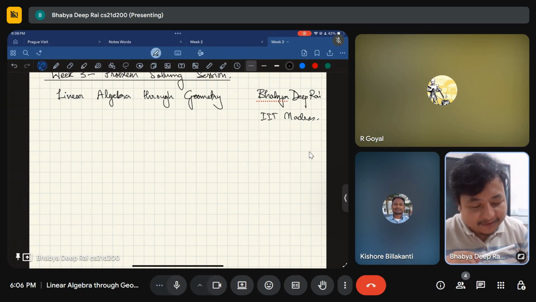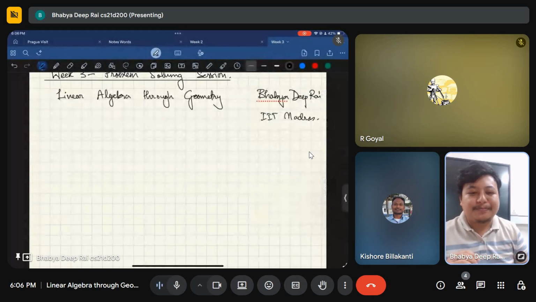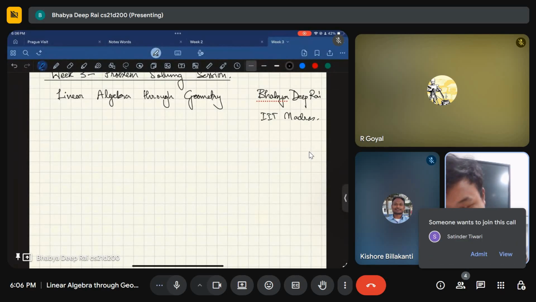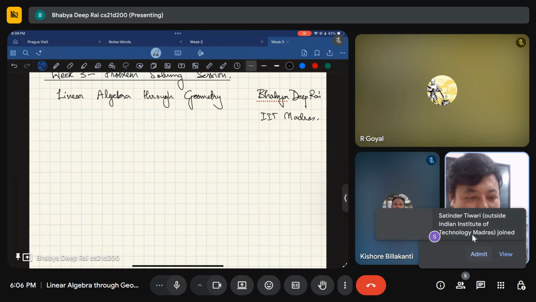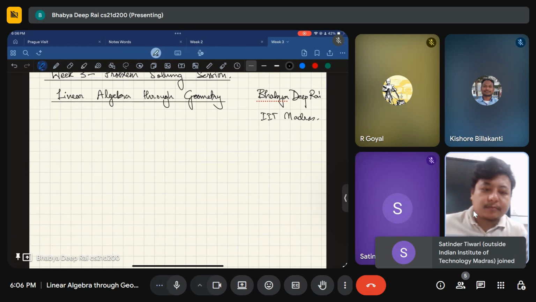Satinder, I was just saying that the assignment 1 and 2 questions, I think they are quite straightforward, so I'm not going to discuss them. Maybe the following assignments, I'll discuss the questions. But let me know if you still want me to discuss the assignment 1 and 2 questions. Else, I'll just begin with this week's content. Just let me know.